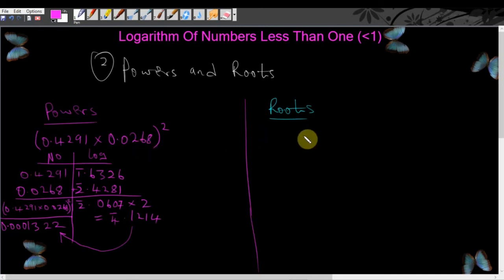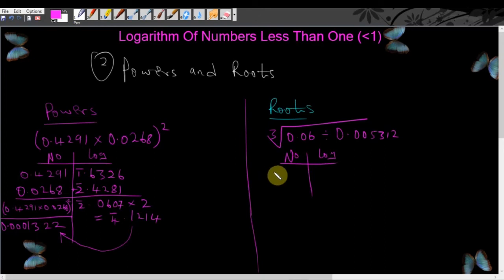Let's quickly go to the root. We are asked to evaluate cube root of 0.06 divided by 0.005312. The same way, the table comes, number comes, log, then begin with 0.06, The characteristics is bar 2, like we've learned. Then the mantissa is to complete the logarithm. You are having this.